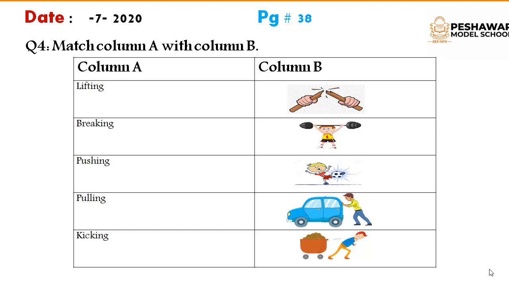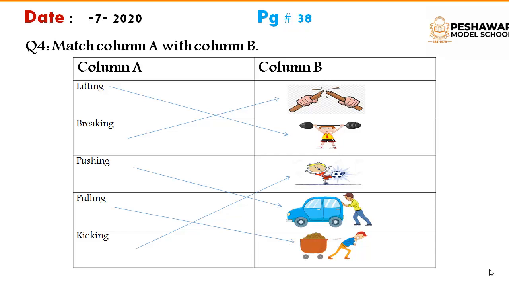Two columns have been given to you, column A and column B, and you have to match them. Number 1 is lifting, so match it with lifting. Next is breaking, match it with breaking. Pushing, match it with pushing. Pulling, match it with pulling. And the last is kicking, so match it with kicking. So we are done with this page.